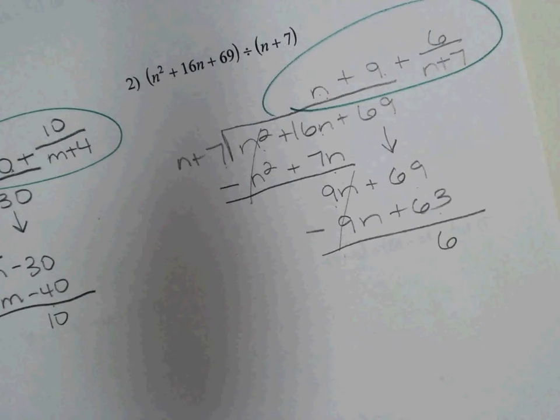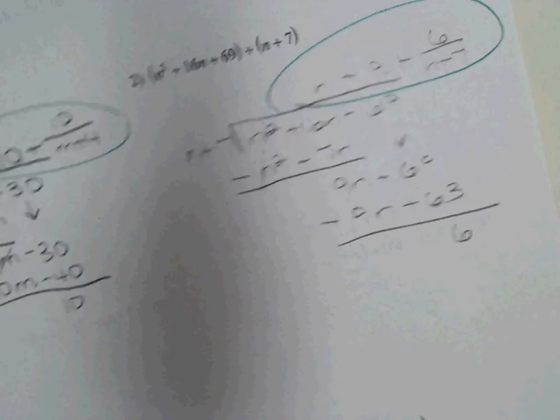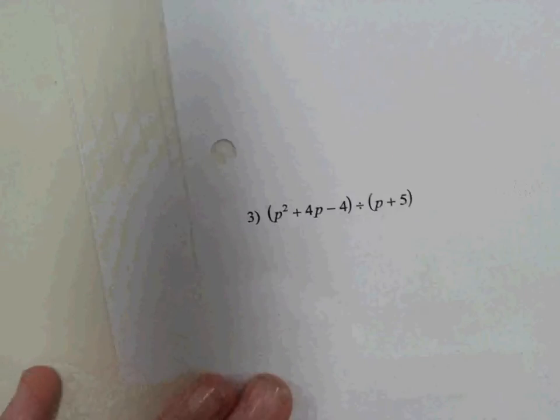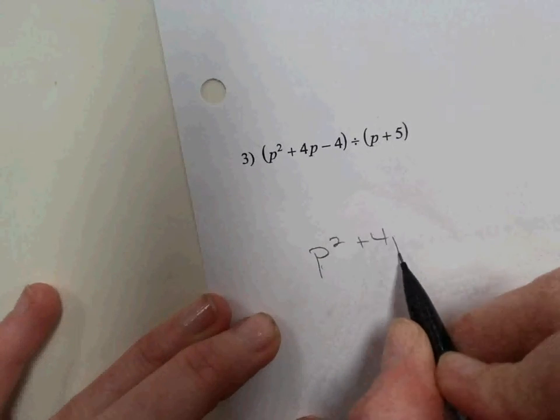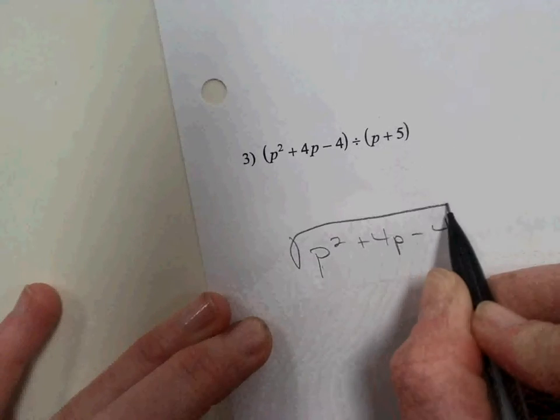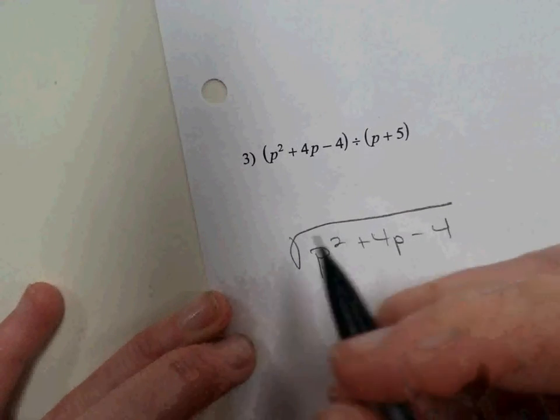The back of this will be your assignment. Can we just do it now? I'm ready. Sweet. So p squared plus 4p minus 4. Yeah, you can work ahead, but you do need to finish these two.